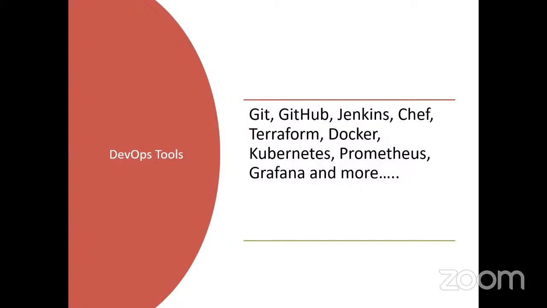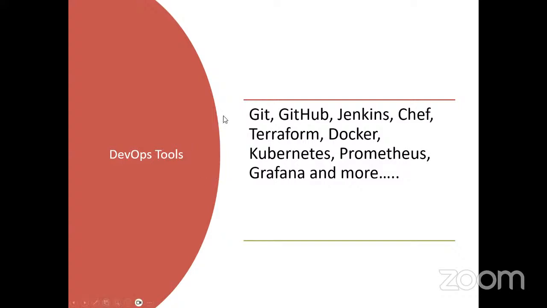There are certain tools used in DevOps, like Git, GitHub, Jenkins, Chef, Terraform, Docker, Kubernetes, Prometheus, Grafana, and more. There are lots of tools available in the DevOps lifecycle process, which we can use to automate the processes.